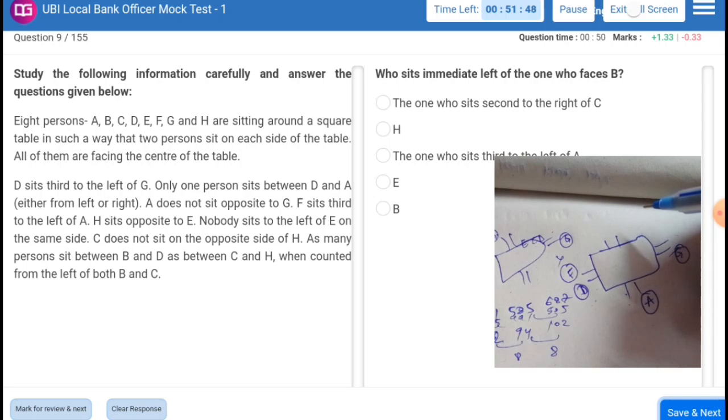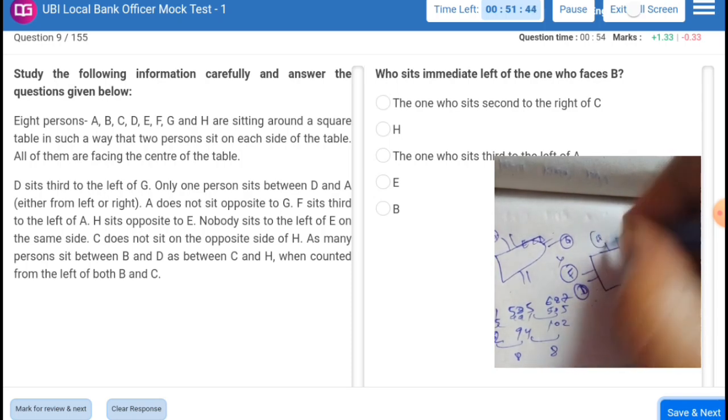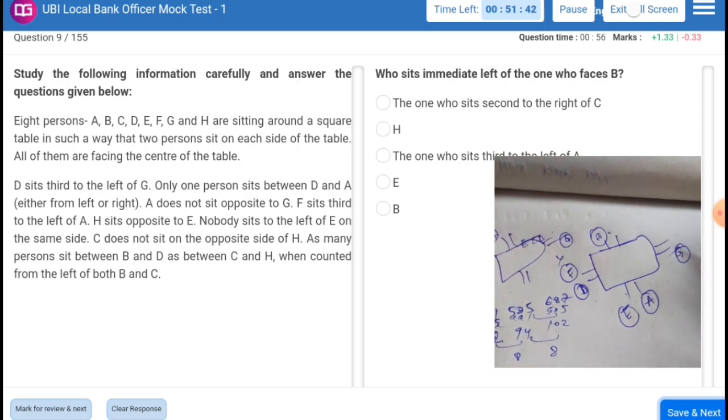Nobody sits to the left of E on the same side of the table. Sorry, C does not sit on the opposite side of H. As many persons between B and D is the same as between C and H.